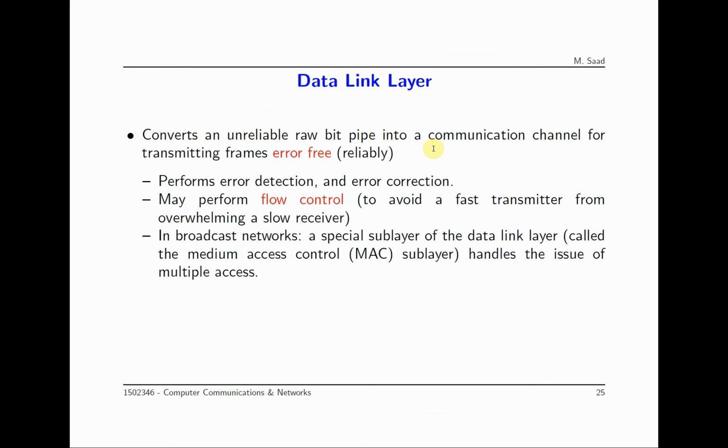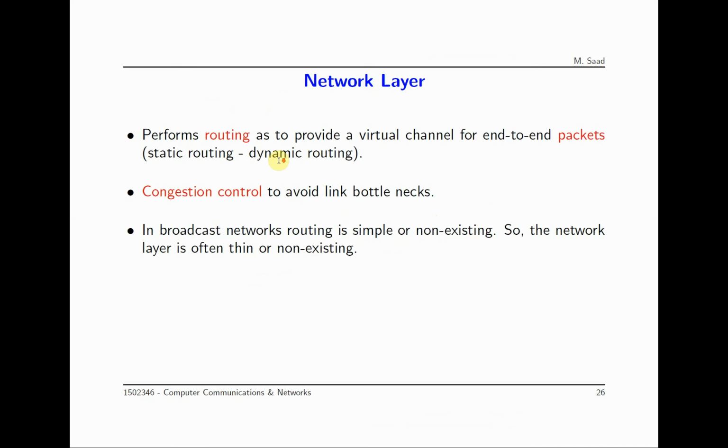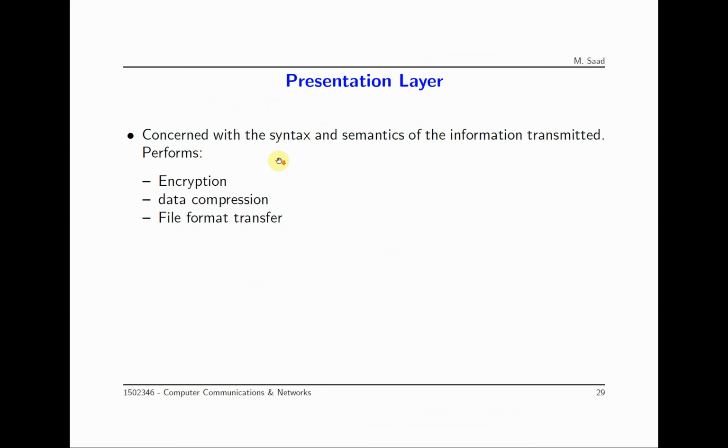Now, the second to last layer, layer 6, is called the presentation layer. And the job of the presentation layer is not related to communications, but it's related to the data. It's related to the format of the data, or in other words, syntax and semantics of the information transmitted. So what does the presentation layer do at the end of the day?